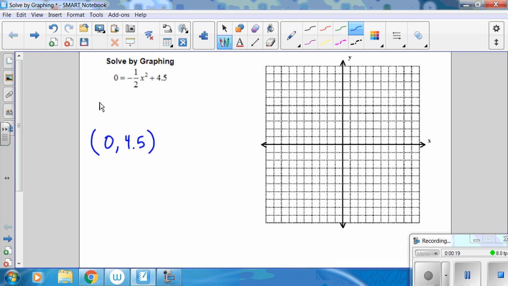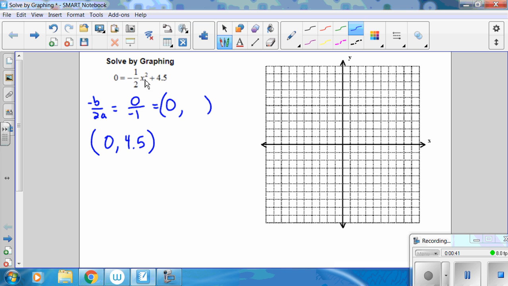But if you want to go ahead and do the negative b over 2a, you can. There's no x, so b is 0. 2 times a is 2 times negative 1/2, which is negative 1. 2 halves makes a whole. And then 0 divided by negative 1 is 0. So 0 is the x coordinate of the vertex.